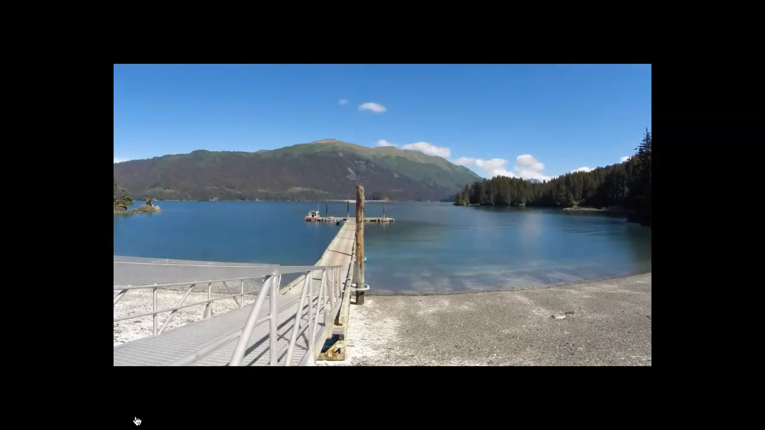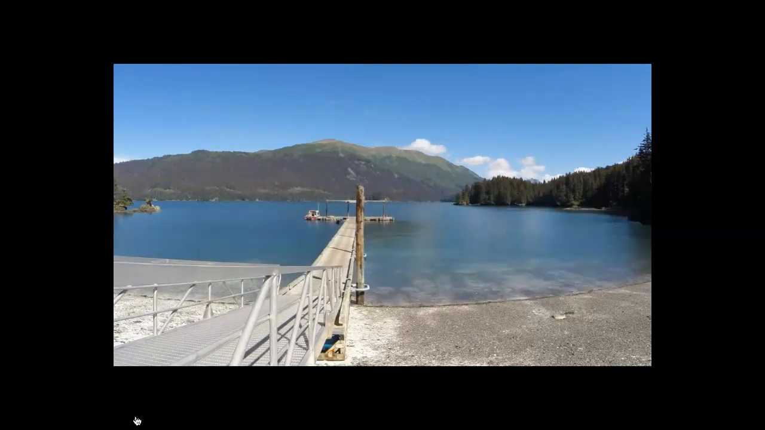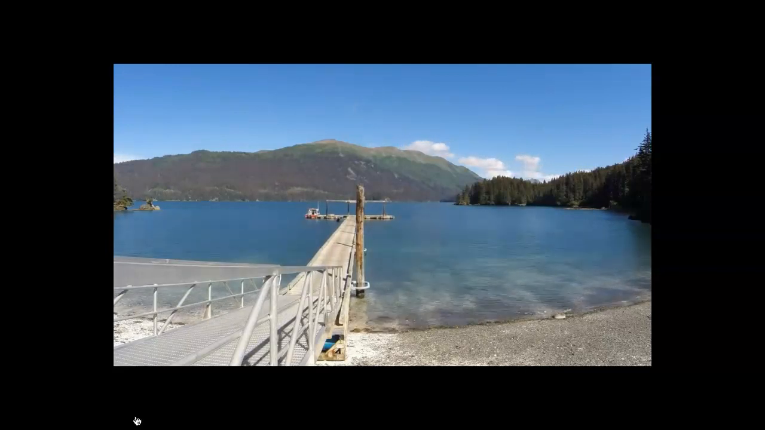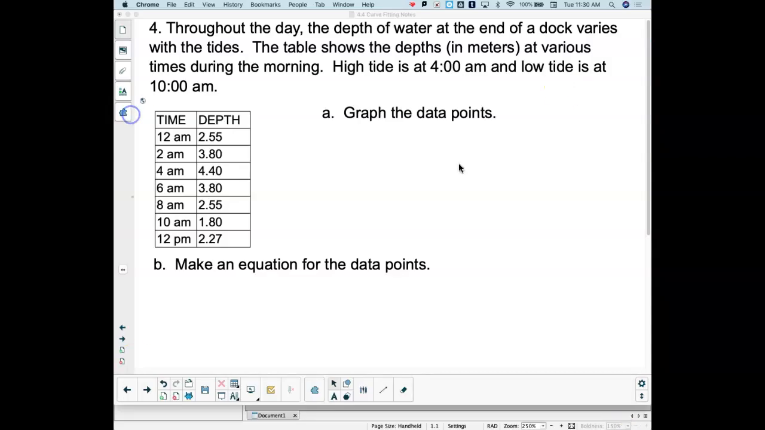So then the tide has come in. Now you'll see it like that, that had a funky dock like that, and by the time we left, it was all the way up again. Where was it? We were in Talkeetna. I think it was Talkeetna.